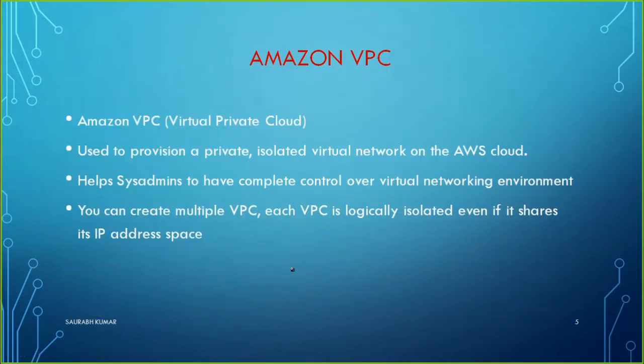Next thing is, now we are ready to understand about Amazon VPC. So we have talked about already cloud network. So VPC is nothing else, it is a cloud network with the full name of virtual private cloud. It is used to provision a private isolated virtual network on AWS cloud. Because when you are creating any instance, when you are having any storage, everything needs to be connected, and to connect we need a network, and that network on Amazon AWS we are calling Amazon VPC. So it helps system admin to have a complete control over virtual networking environment.